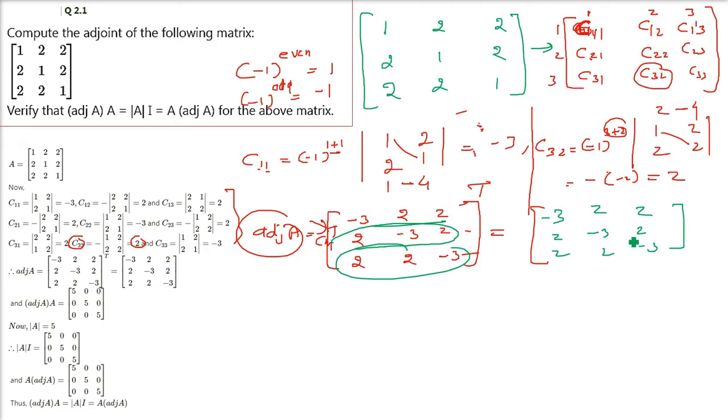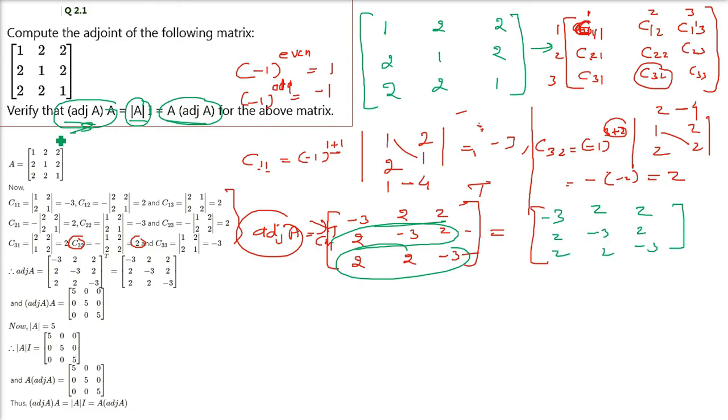Now we have to verify that A into adjoint A equals determinant of A into I. As I said, you need to be very careful about matrix multiplication and determinant, and need to know how to find them. Then only you'll be able to understand. So we can take any of these. A into adjoint A is simply the multiplication of these two. One matrix is already given, the second matrix, adjoint A, we found out. So it's just a multiplication.